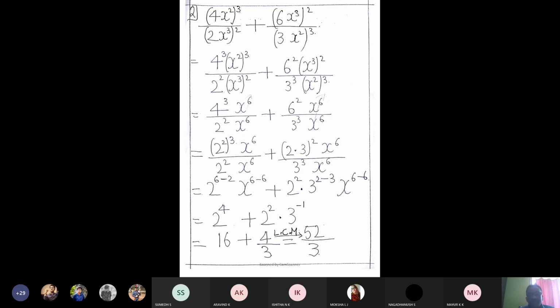4 by 3, what is 4 by 3? Simplification, decimal. Okay, 16 plus 4 by 3. Use your calculator and then simplify and then close it.